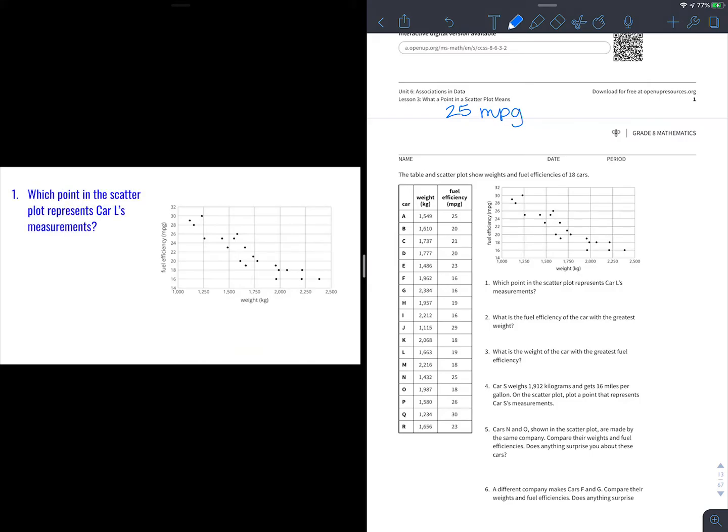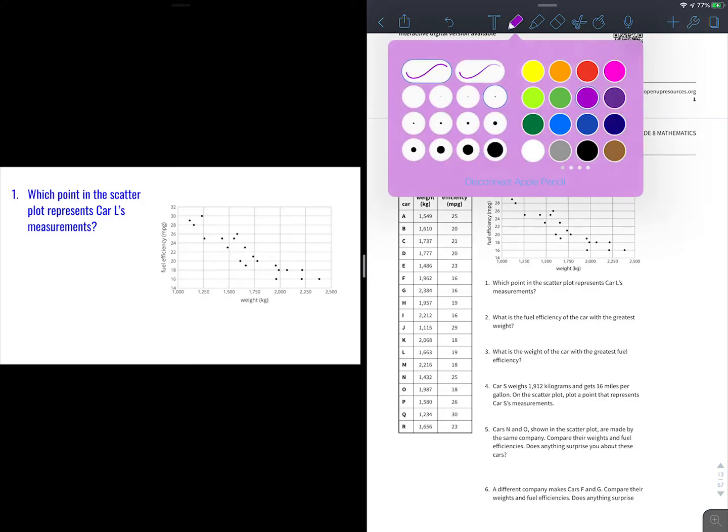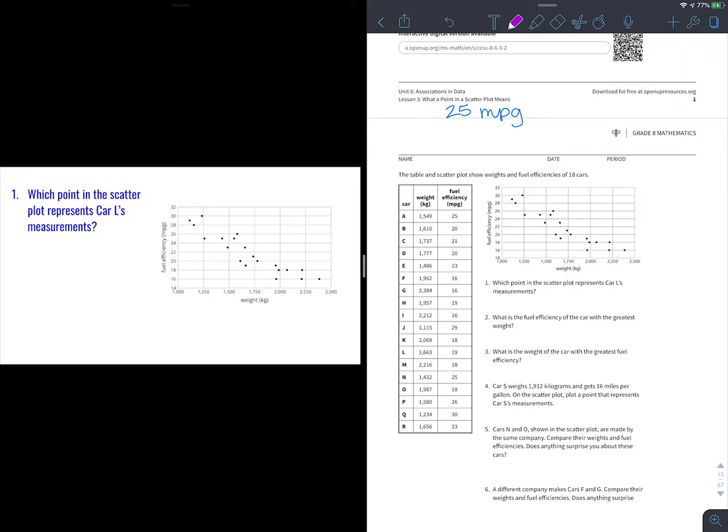Okay, which point in the scatter plot represents car L's measure? That point is actually 1,663, 19. What is the fuel efficiency of the car with the greatest weight? So I'm going to look for the car that has the greatest weight. I might reference my graph for this one, and I see that it's somewhere in between here, and it looks like it's 16 miles per gallon.